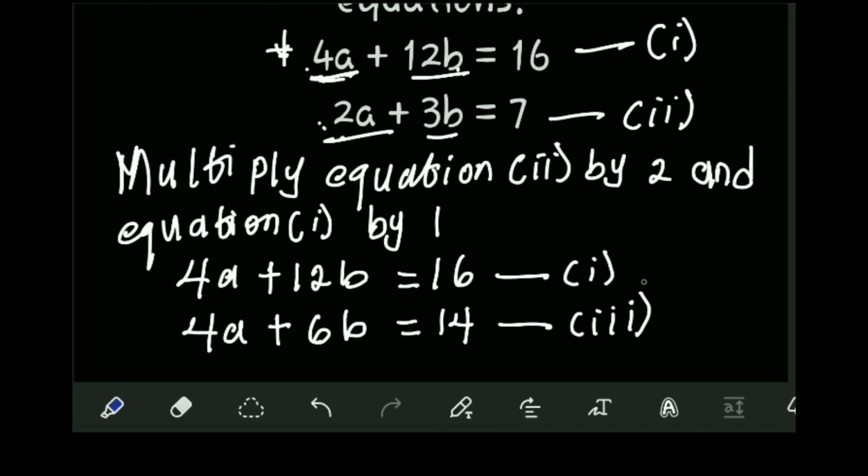So now when you look closely, you see that the coefficient of a in equation 1 is 4, the coefficient of a in equation 3 is 4. The coefficients are the same. So what do you then do to eliminate a?